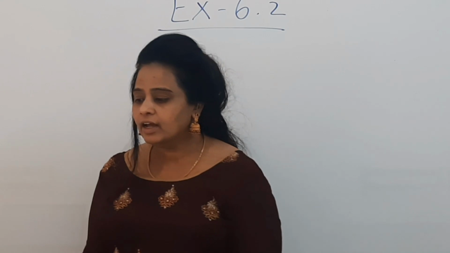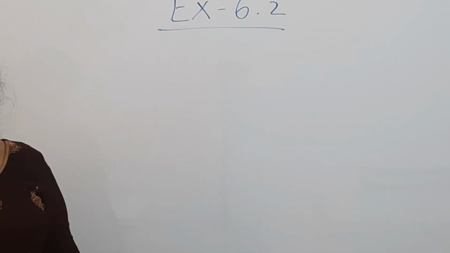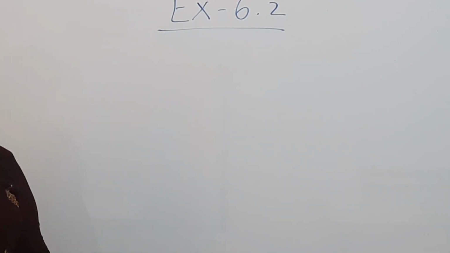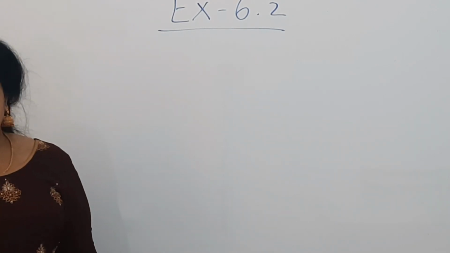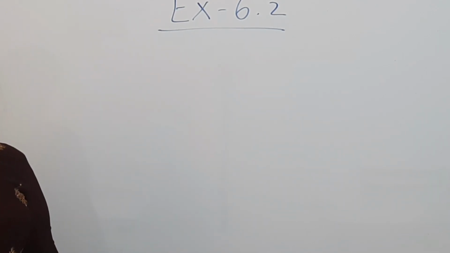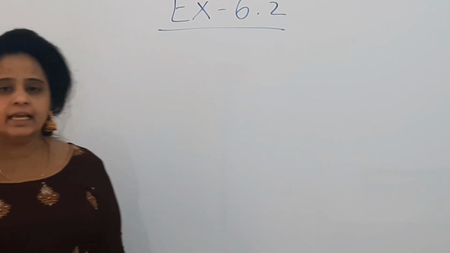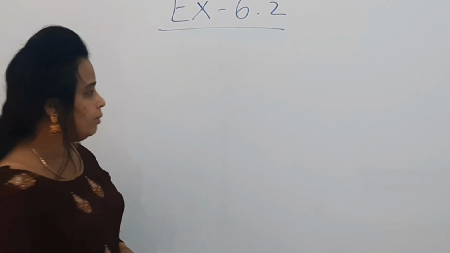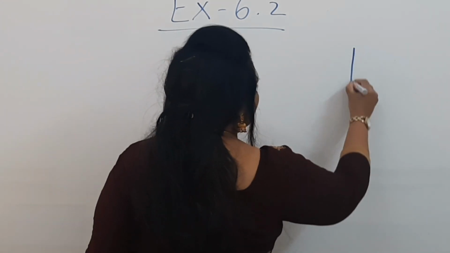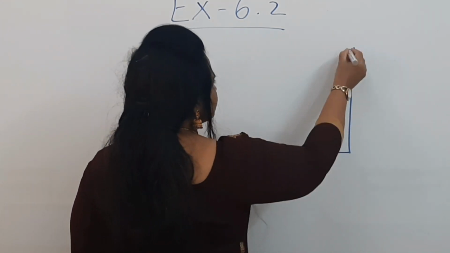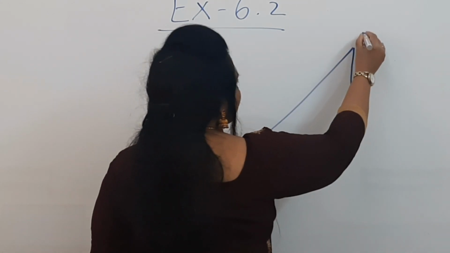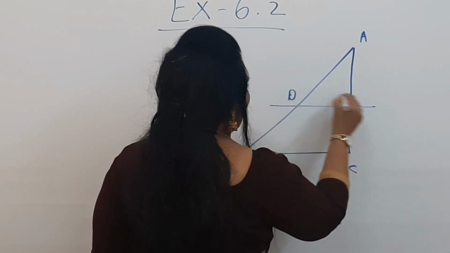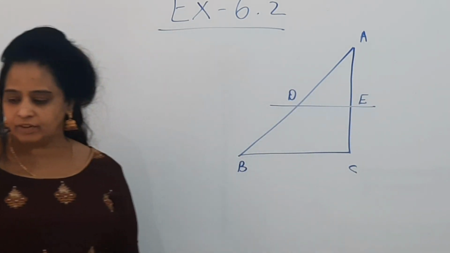So some questions are given in exercise 6.2, and we are going to solve them today. The first question, a diagram is given. In the first question, DE is parallel to BC. So it's a triangle ABC, drawn like this. My triangle is ABC and DE is parallel to BC. That's what is given.